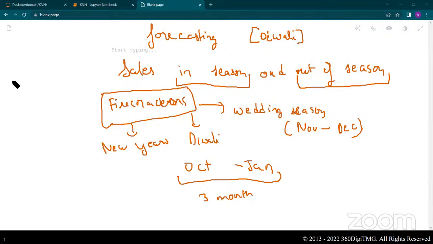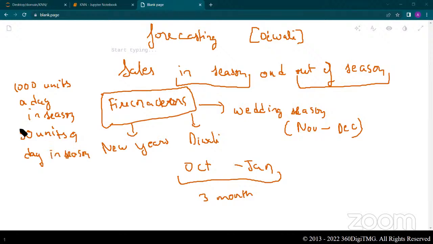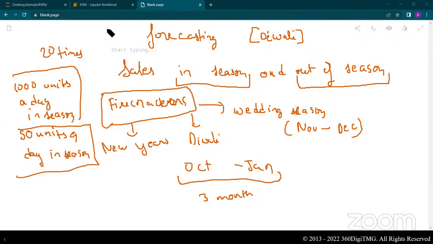But if you're selling, for example, 1,000 units a day during the season, you might end up with a scenario where you're selling only 50 units a day out of season. Bisakhi is another one. So exactly, your sale is less. Your sale has been reduced by, in this hypothetical situation, 20 times. Your sale is 5% of peak. Okay. So now this is where you can use KNN. You can forecast when your sale is going to be greater or when your sale is going to be less. So that is one use.